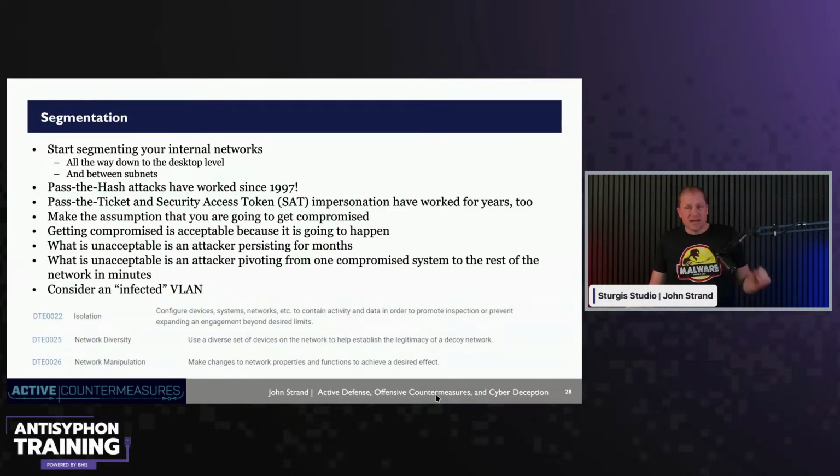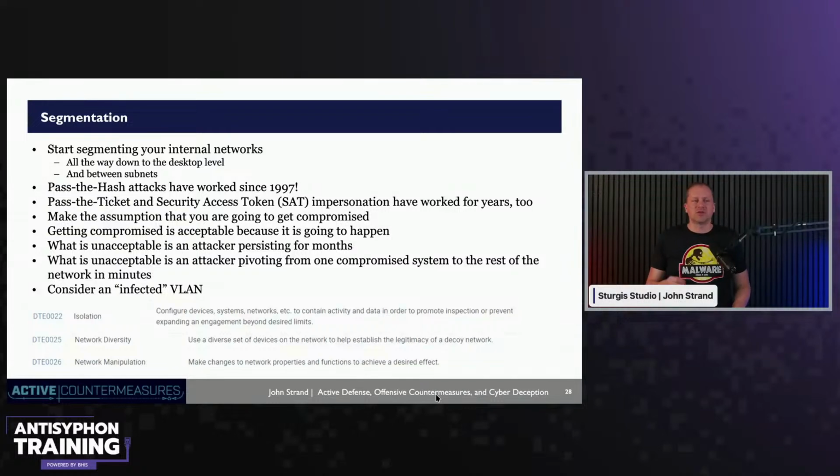Because what is not acceptable is for an attacker to persist for months. What is not acceptable is for an attacker to pivot from one compromised system and take over the rest of the environment in minutes. We can do this. And I kind of broke down some of the things from the MITRE Engage framework. Isolation: configure devices, systems, and networks to contain activity and data in order to promote inspection or prevent expanding and engagement beyond the desired limits.